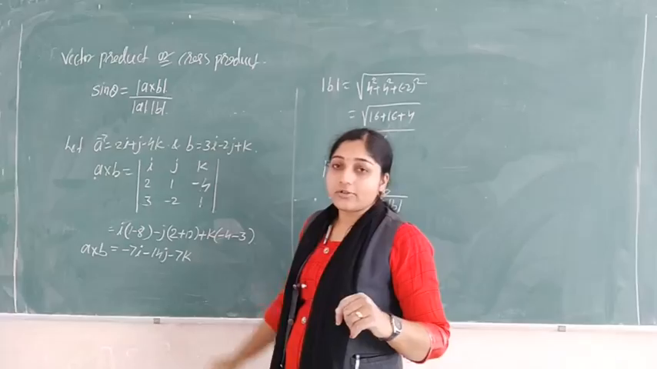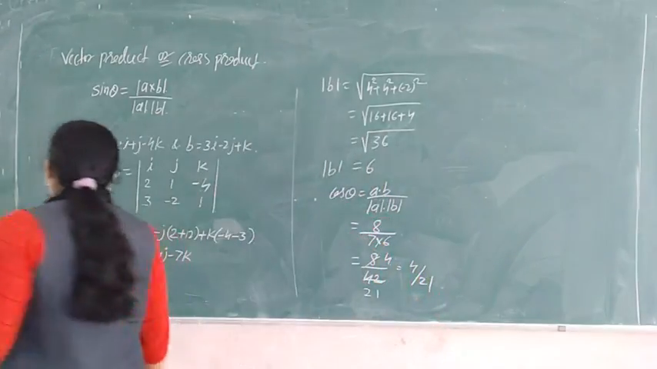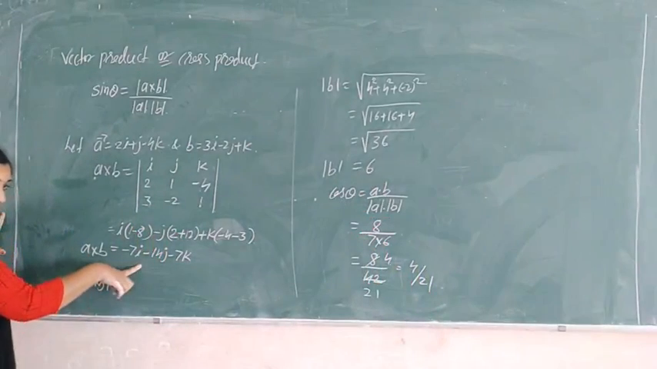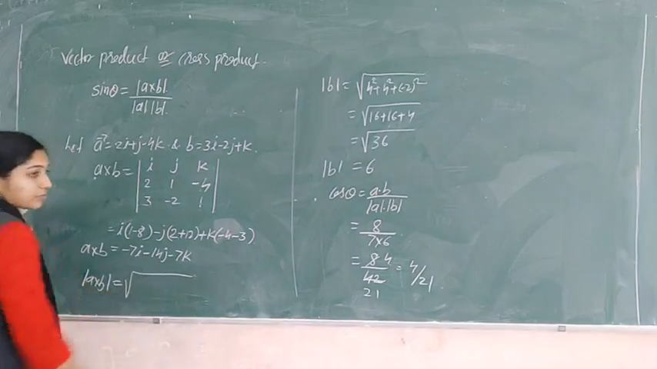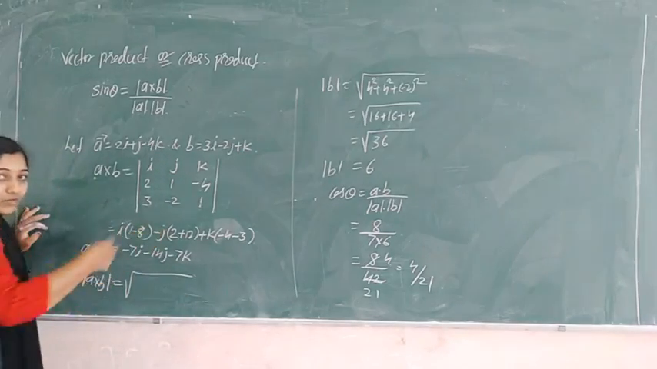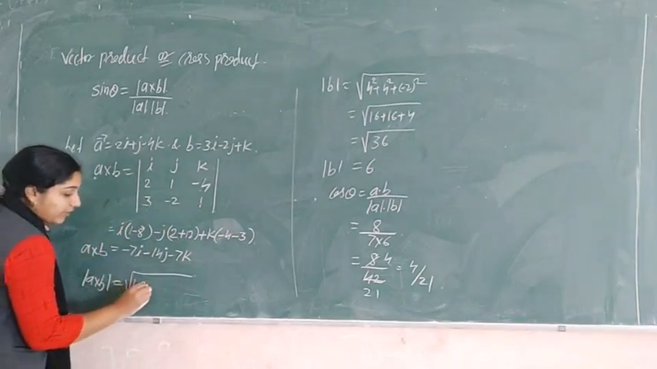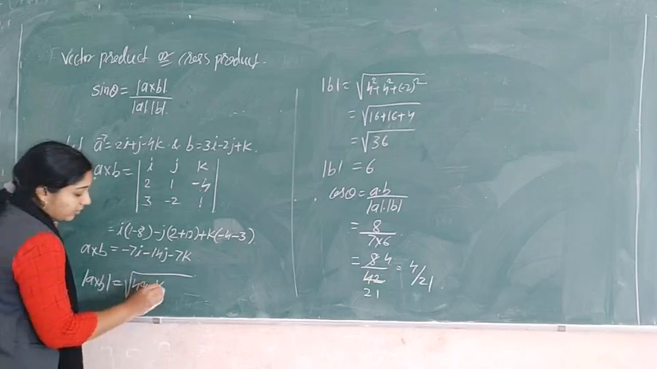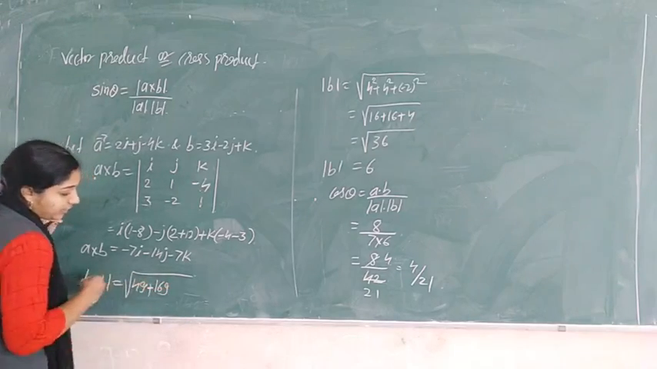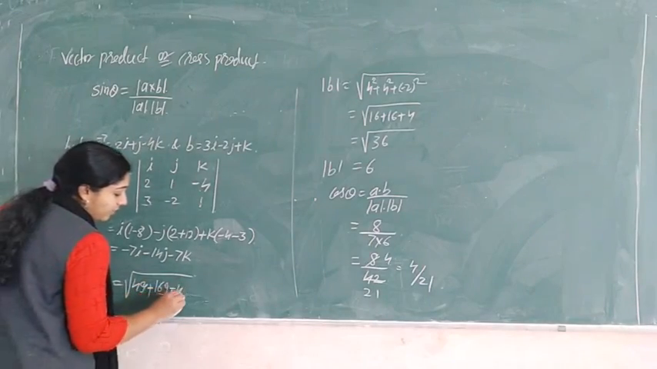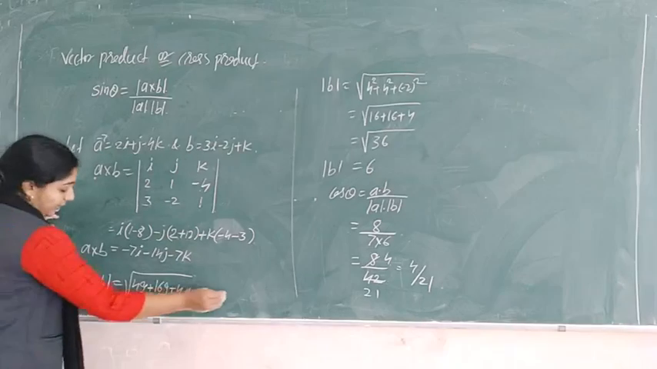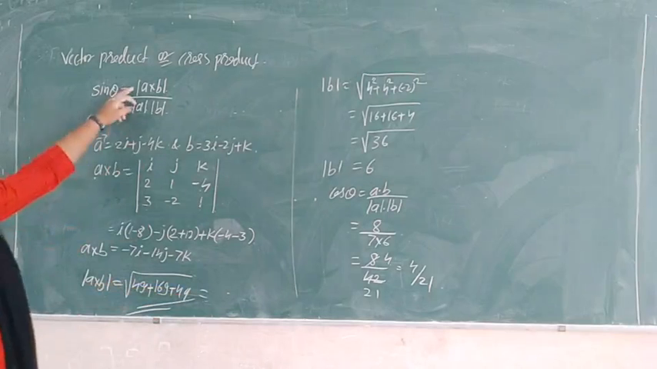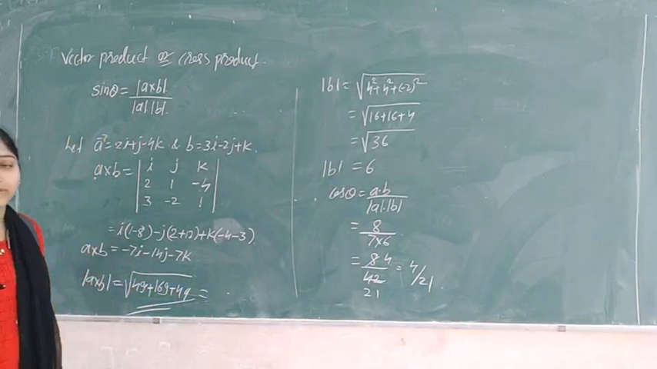But here we want the modulus of A cross B. Then how do we find the modulus? The modulus of A cross B is given by substituting the values from this vector. So minus 7 square is 49, minus 14 square is 196, again minus 7 square is 49. Calculate this and you will get the required modulus of A cross B. Then we can substitute and find the value of sin theta.